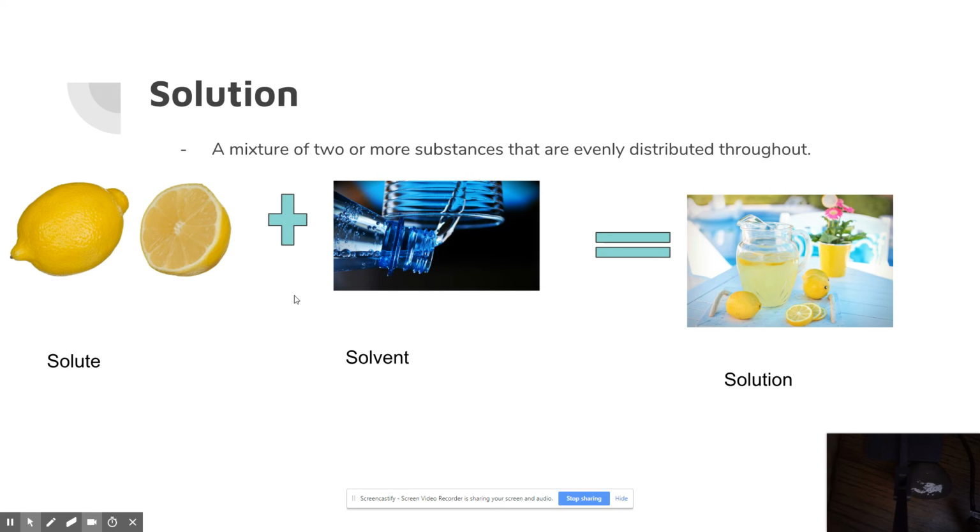All right, here I got your new formula. Woo-hoo. A solution is a mixture of two or more substances that are evenly distributed throughout. So let's talk about solute is your lemons, right? Plus your solvent, water, equals lemonade. Oh, you know what? I probably could have added in there some sugar because we probably want some sweet lemonade, but we're just going to say we're not. But could I add sugar in here as well? Yes, I could. All right, next.